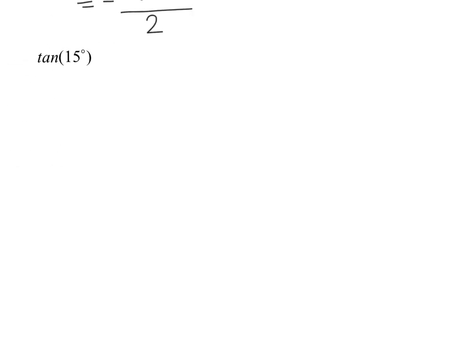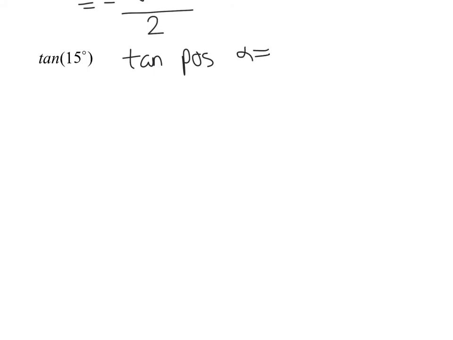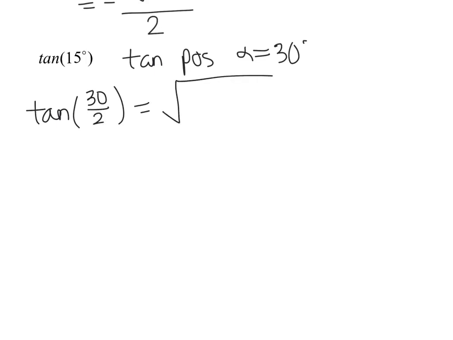So last example, we want to find tangent of 15. Well, 15 degrees is in quadrant 1, and tangent is positive in quadrant 1. And then the angle we divide by 2 to get 15 is 30. So we're looking at our alpha being 30 degrees. So we're going to have tangent of 30 over 2 equals the square root of 1 minus cosine of 30 over 1 plus cosine of 30.